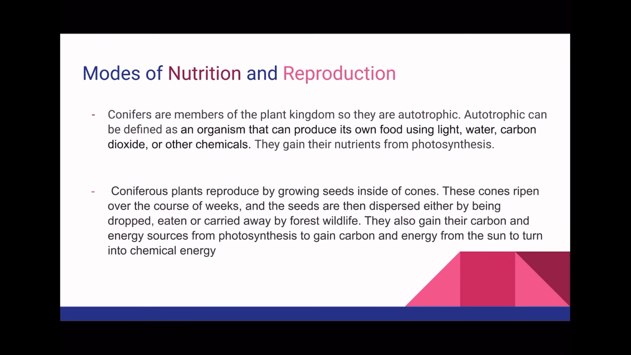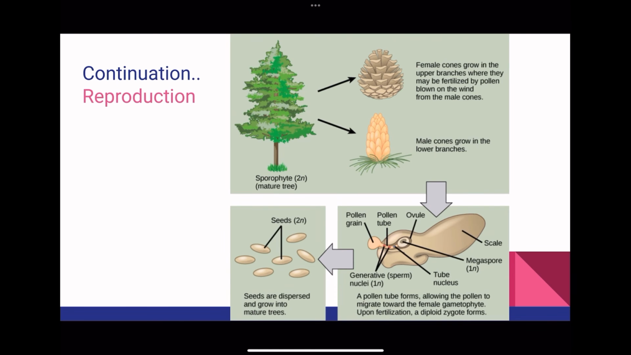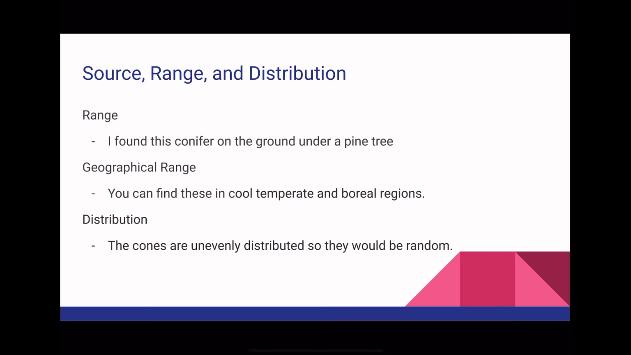Coniferous plants reproduce by growing seeds inside of cones. These cones ripen over the course of weeks, and the seeds are then dispersed either by being dropped, eaten, or carried away by forest wildlife. They also gain their carbon and energy sources from photosynthesis, using the sun to turn into chemical energy. This slide is a continuation of reproduction.